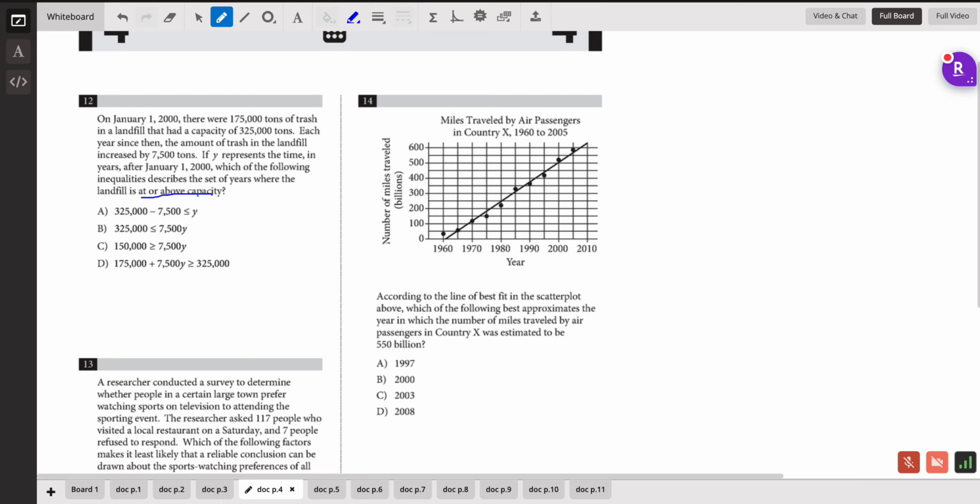All right, so we started with 175,000 tons, and we're adding 7,500 tons per year. And at or above capacity means greater than or equal to the capacity, which is 325,000 tons. So the correct answer here is letter D.